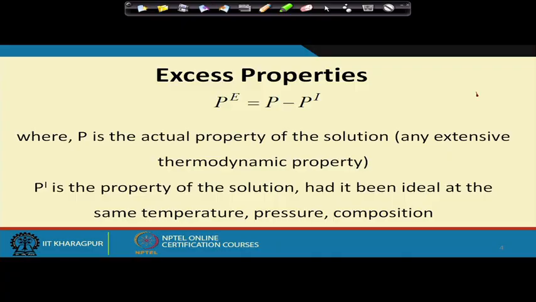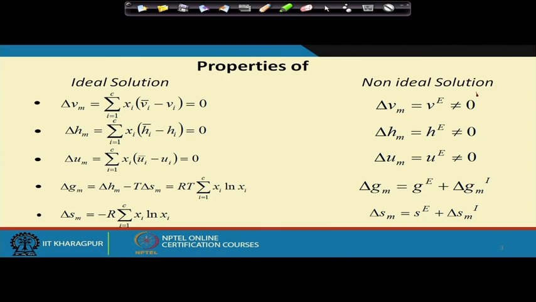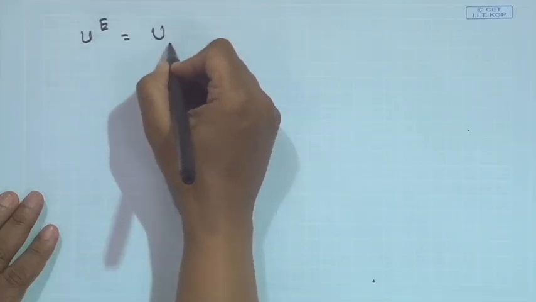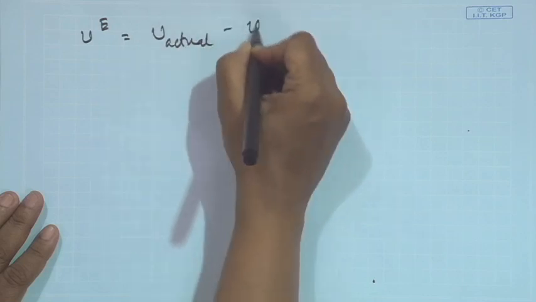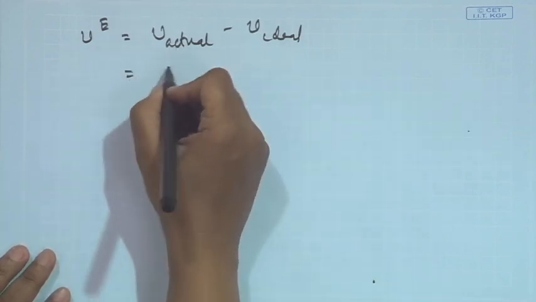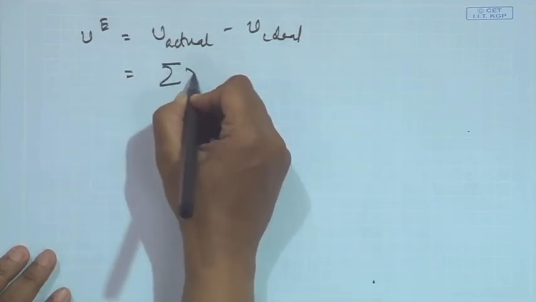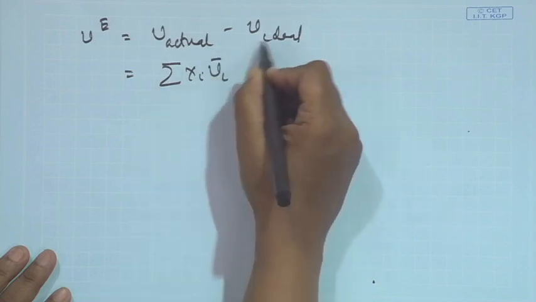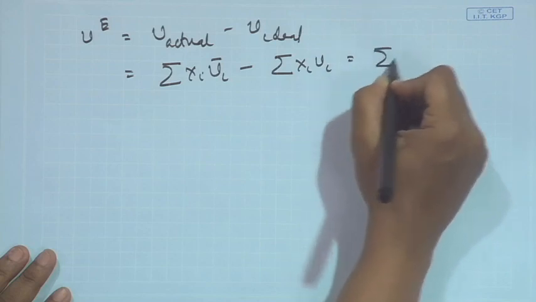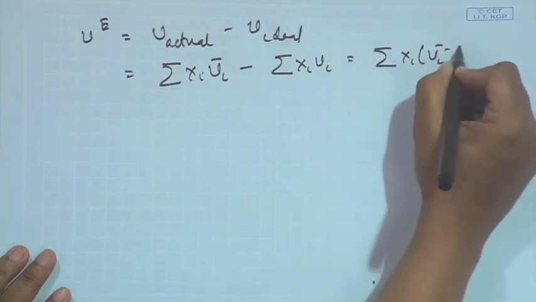So, therefore, let us see what are the excess properties that we were dealing with, just as I have told you. If we go to the previous slide, it will be clear. We have V excess. What is V excess? It is V actual minus V ideal. Actual, ideal, everything refers to solution. What is V actual then? It is sigma xi Vi bar. What is V ideal? You know, it is xi Vi. So, this should be xi Vi bar minus Vi.